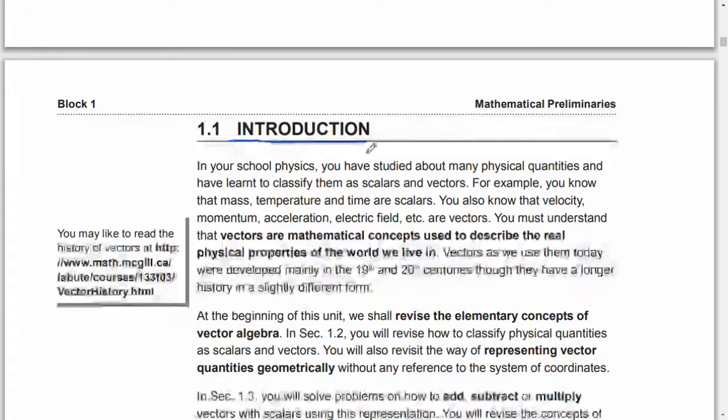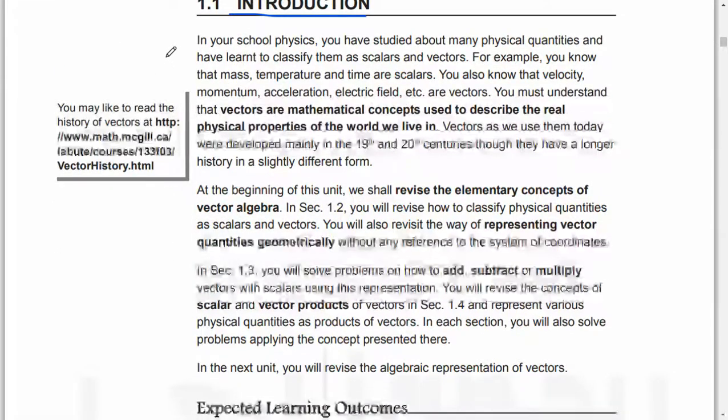Introduction. In your school physics, you have studied about many physical quantities and have learned to classify them as scalars and vectors. For example, you know that mass, temperature, and time are scalar. You also know that velocity, momentum, acceleration, electric field, etc. are vectors. You must understand the vectors are mathematical concepts used to describe the real physical properties of the world we live in. Vectors as we use them today were developed mainly in the 19th and 20th century.